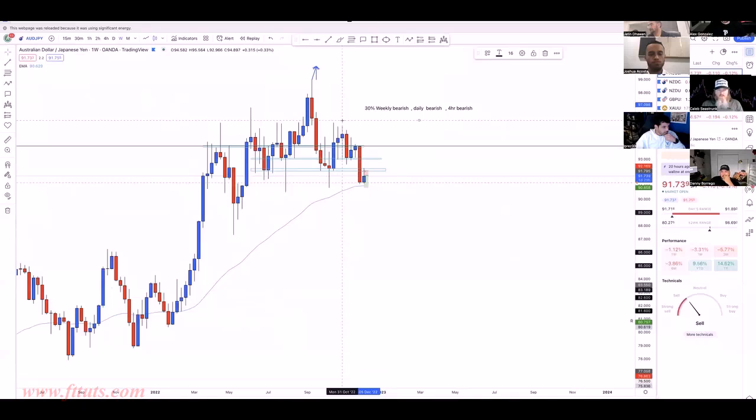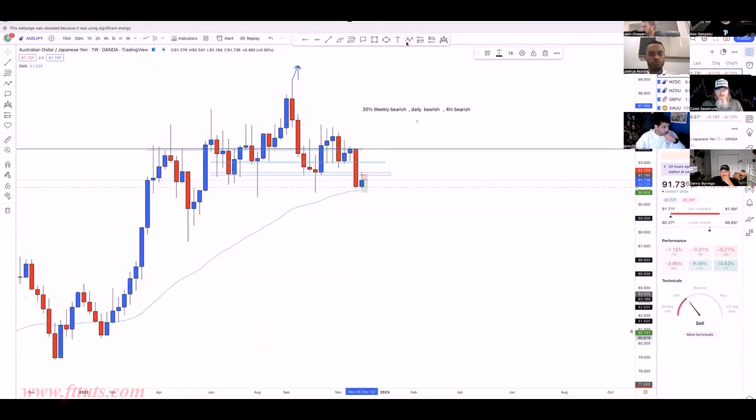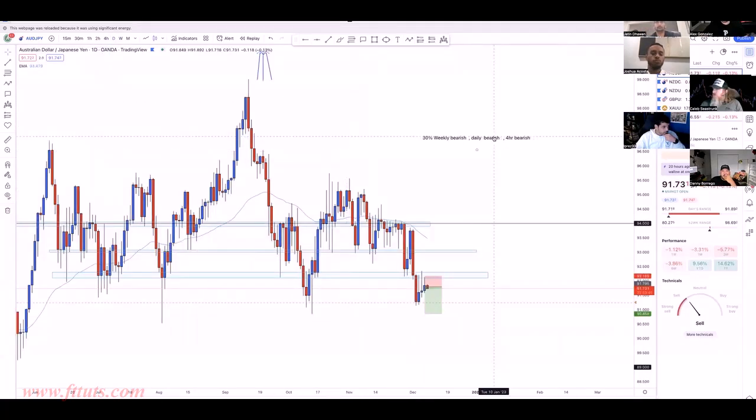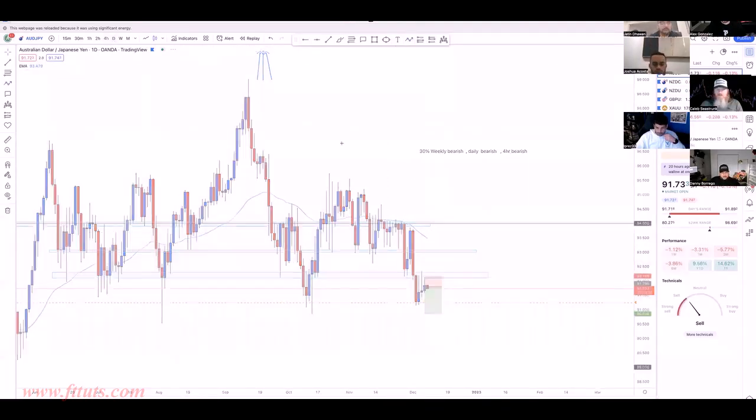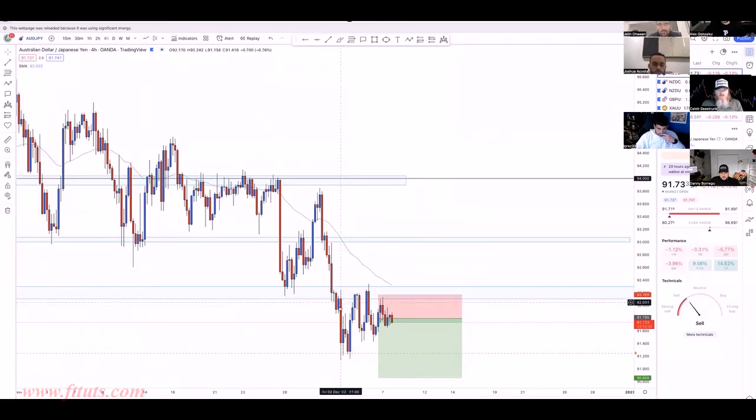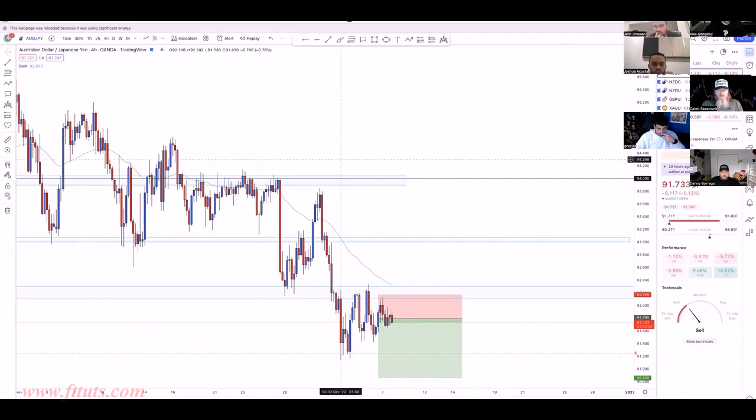So you guys already know AUD JPY, we are bullish. I mean, we're bearish on the weekly. Everything remains the same there. We are bearish on the daily. Everything remains bearish there. As you can see, we have lower low, lower high, lower low, lower high. And then on the 4-hour, the 4-hour is technically bearish.